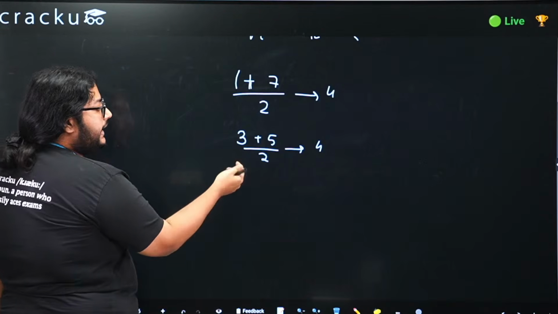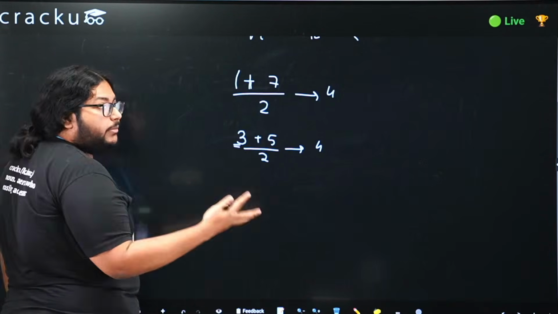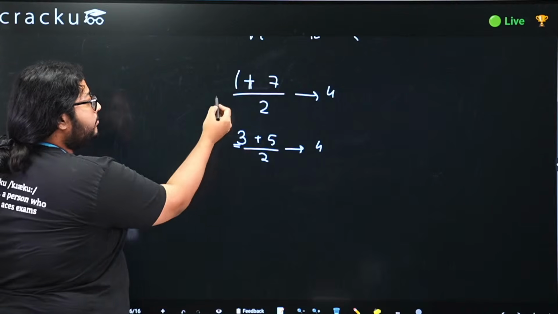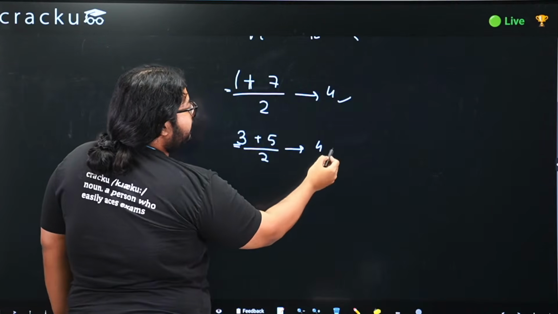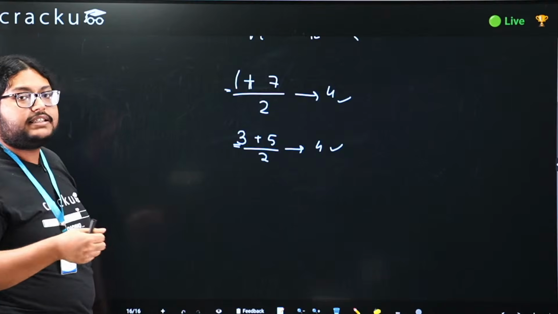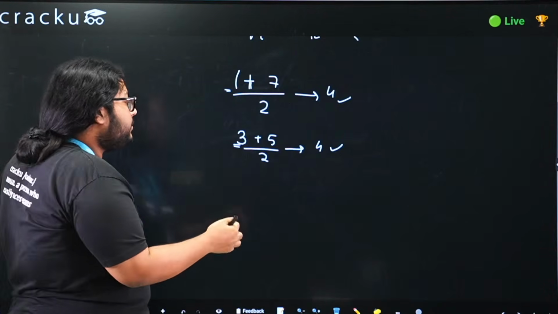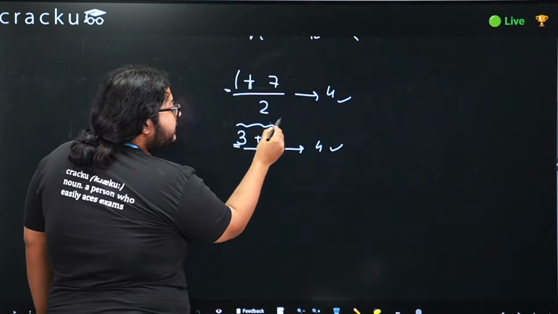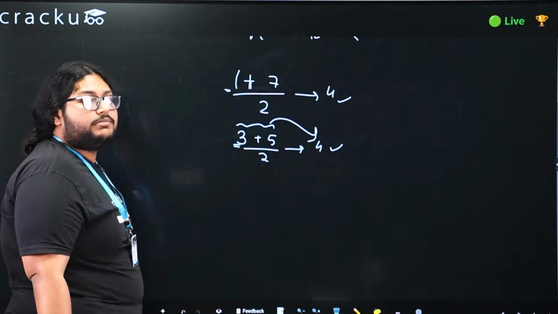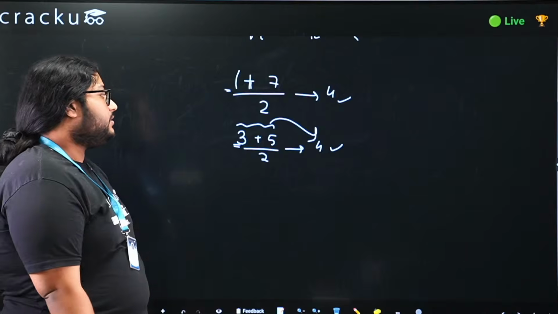In which of the cases is the later number maximized? In both these cases, the average is remaining constant, but in which of the cases is the smaller number more? The smaller number is more when all the observations are centered around the average. That is what we need to do.